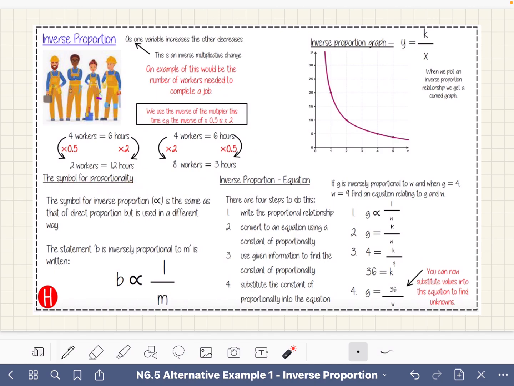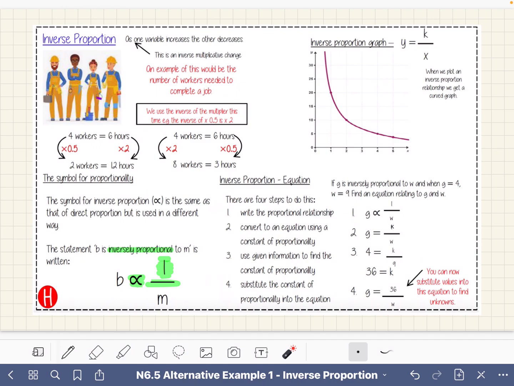Looking at the symbol for proportionality, we still use this symbol here to describe the proportionality of something. However, when we are looking at inversely proportional to, we use the symbol but also introduce this fraction here. If we go over to our steps, we still have 4 steps that we use to form an equation that will enable us to solve other values for the variables when one is known.